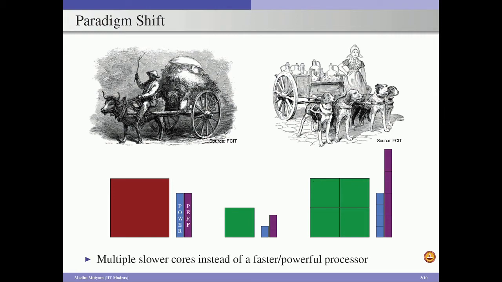rather than considering a faster or a powerful processor, consider a collection of simple and slower cores, and once we have this collection of simple and slower cores, we can execute our parallelized application so that the overall performance can be improved. So, this is the overall idea behind going from a single core processor to a multi-core processor.